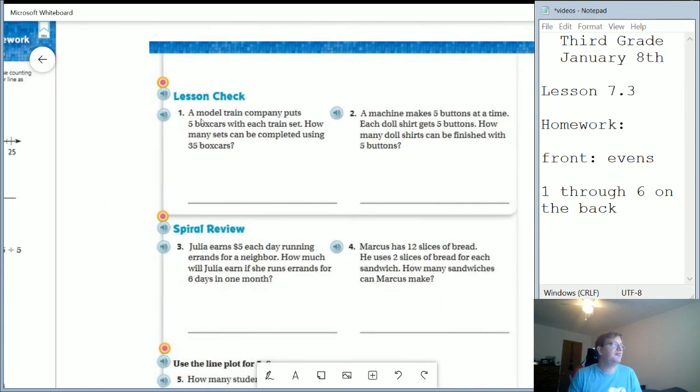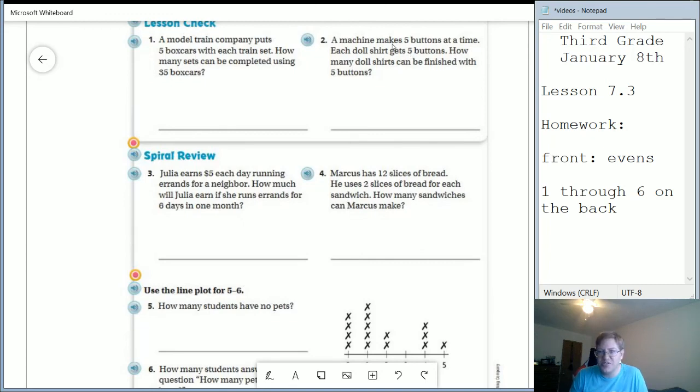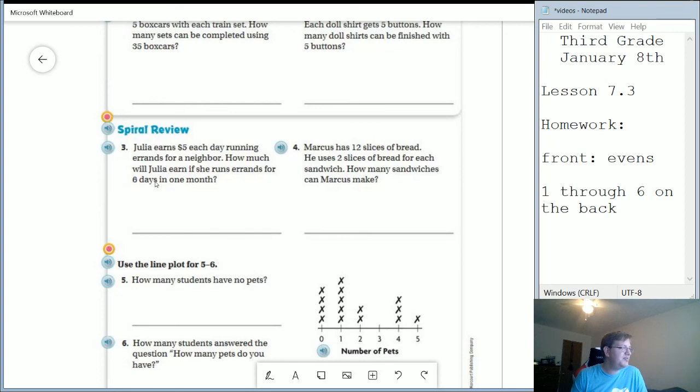On the back, we are looking for if we do groups of 5 boxcars, how many of those groups of 5 can we make if we start with 35 boxcars? Number 2, we're making 5 buttons at a time, and each shirt gets 5 buttons. If we only have 5 buttons, how many doll shirts can we finish? So how many shirts can we make with the 5 buttons that we already have, is what that's asking for. And then this is kind of a review. So we're doing $5 each day for 6 days. So that should hopefully help you figure out what kind of problem we're doing.